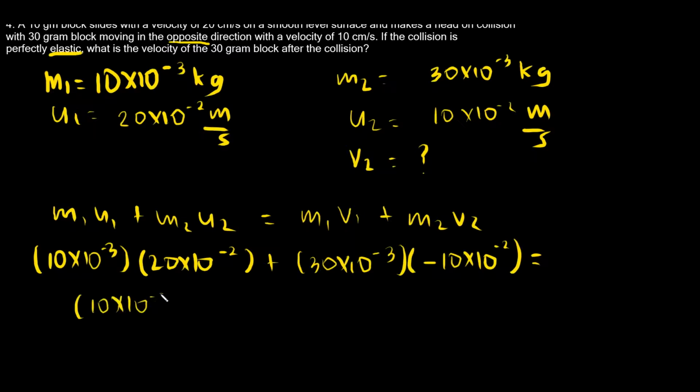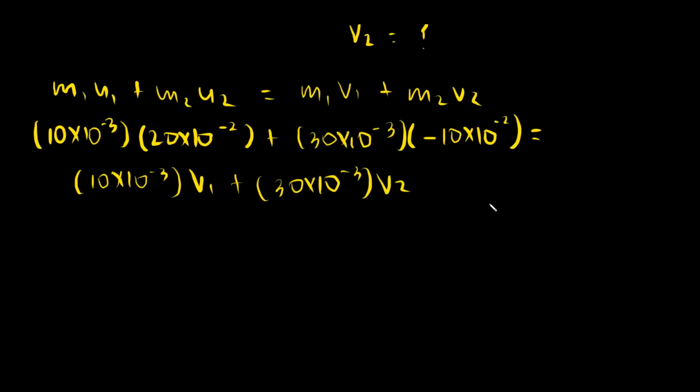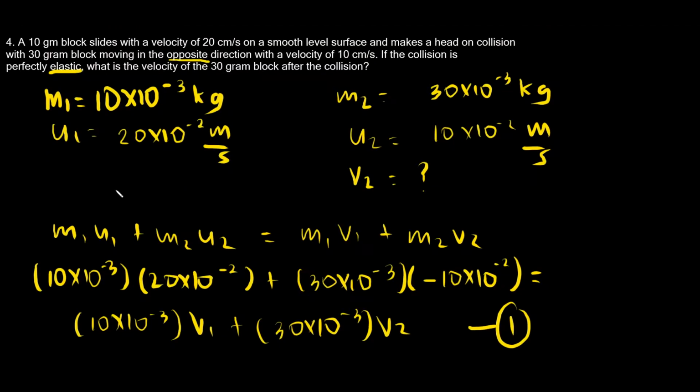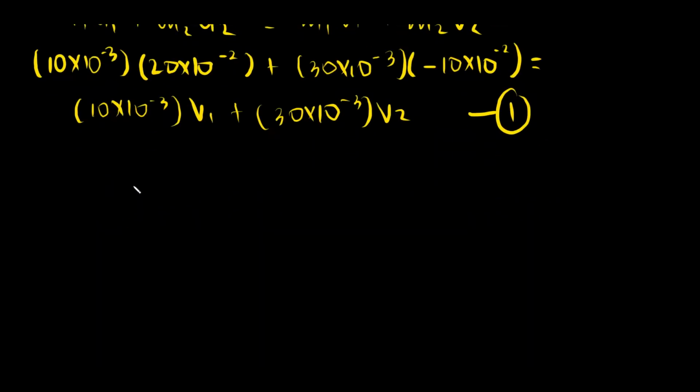10 times 10 raised to negative 3 times the final velocity of mass 1 plus 30 times 10 raised to negative 3 times the final velocity of mass 2. Okay, so equation number 1. Now, take note, you have one equation but two unknowns. So, you need another equation to solve the problem. Now, the problem says that the collision is perfectly elastic. Now, if it is perfectly elastic, its coefficient of restitution is equal to 1. Okay, earlier, that letter e is the coefficient of restitution.